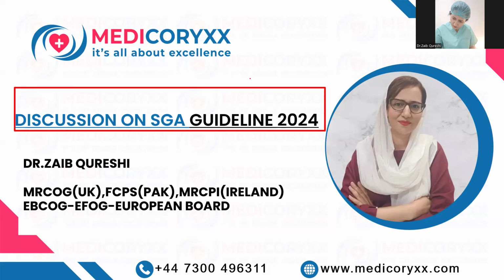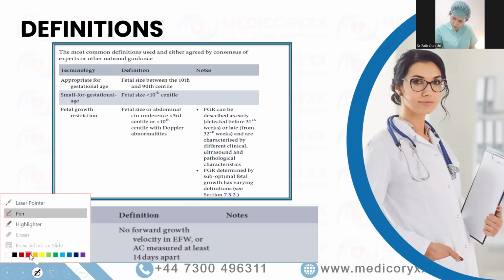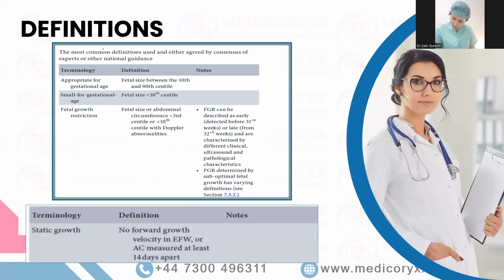So let's get started. First of all, like I always say, when we are going to build the concept, first thing first, we need to understand the definition. We have got a couple of definitions here. The first is appropriate gestational age. Second is small for gestational age. Then we have fetal growth restriction, and then we have static growth.